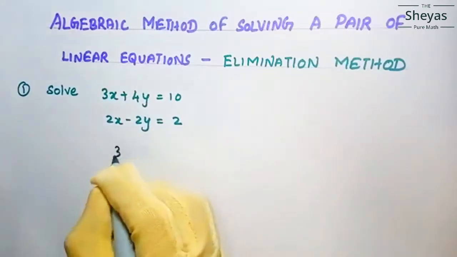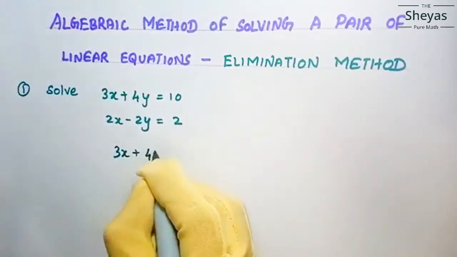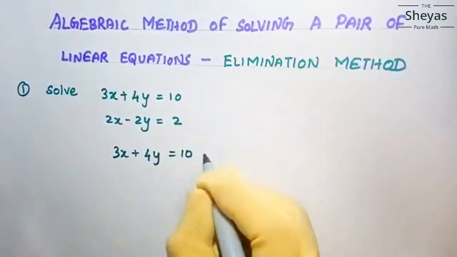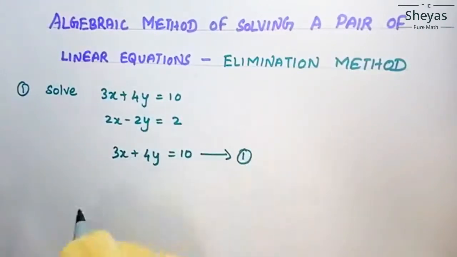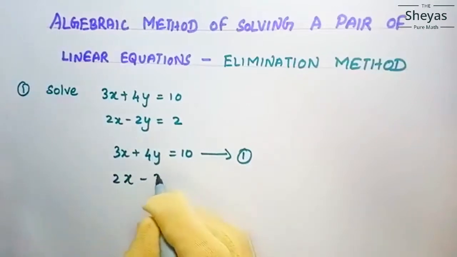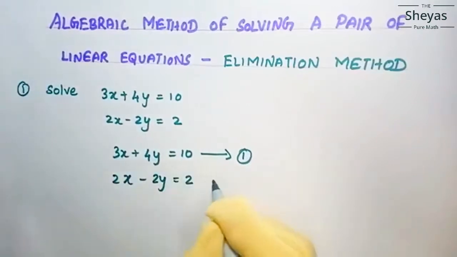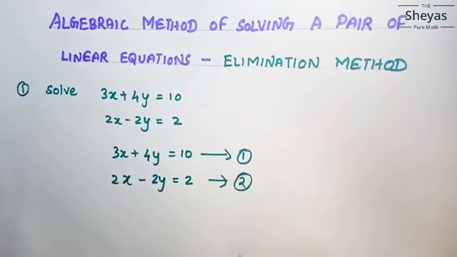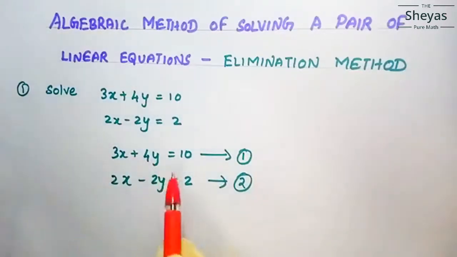So what is the first equation? 3x plus 4y is equal to 10. Let this be the first equation. Then 2x minus 2y is equal to 2. Let this be the second equation. Now we are going to eliminate one variable from this. I just want to eliminate one variable.